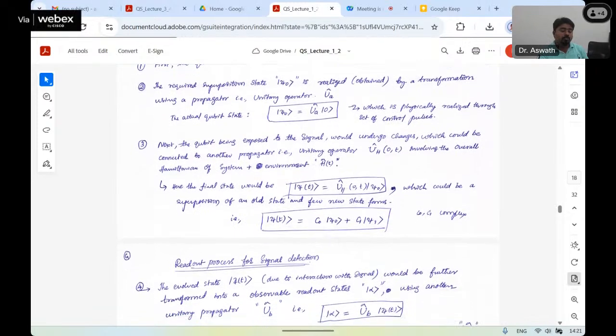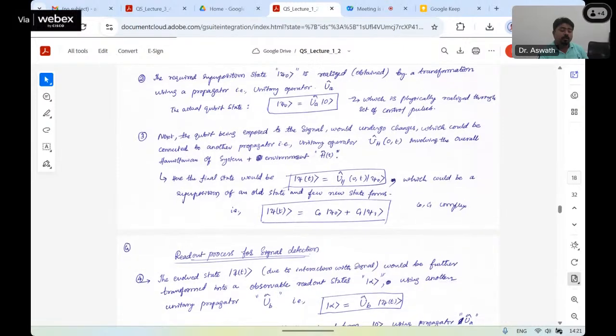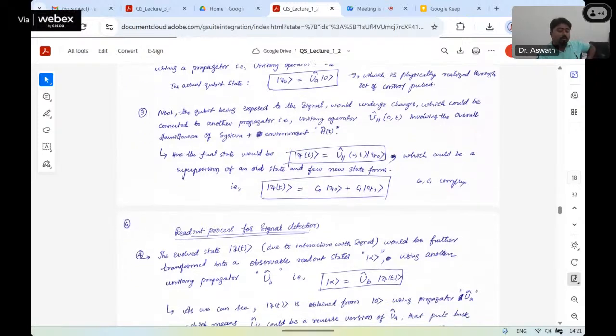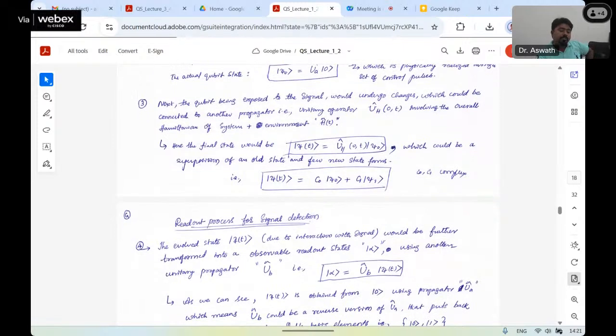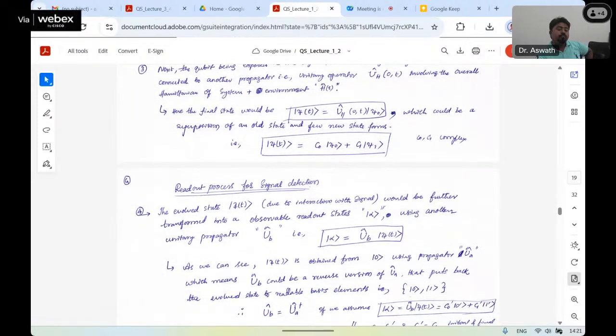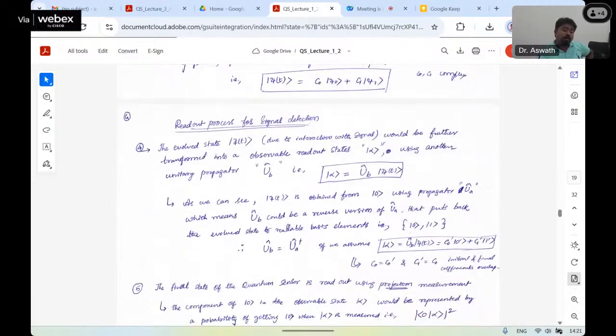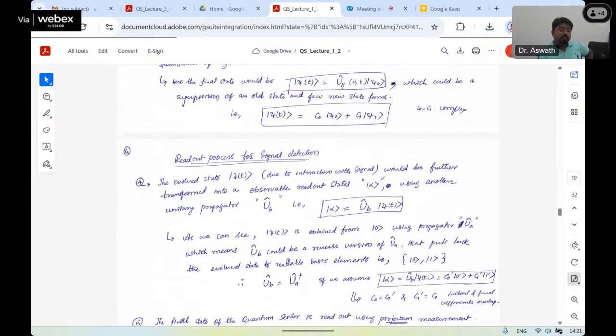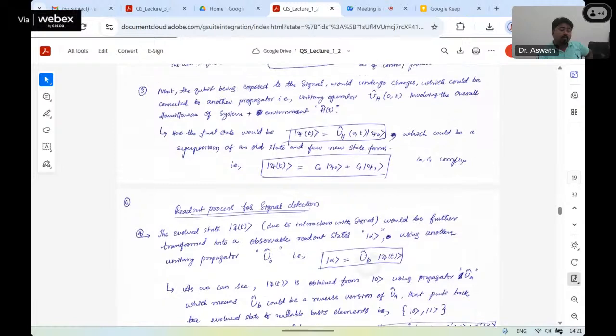So that superposition state I have put under exposure to the external field or external Hamiltonian. Because of that, I would see there is a change in the quantum state, which could be a combination of the new state and the old state, or even a completely new state. That is also possible.